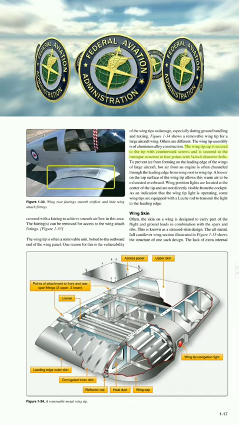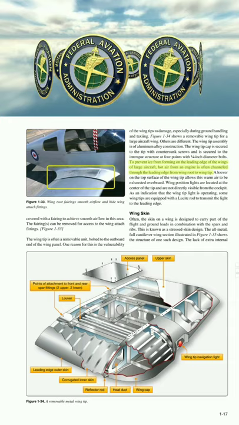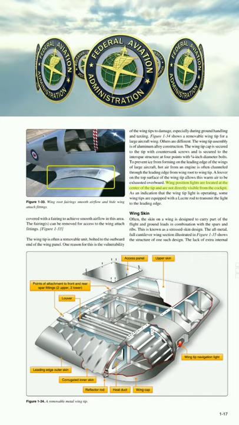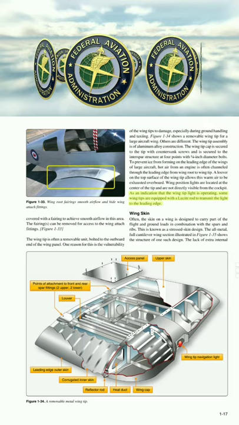To prevent ice from forming on the leading edge of the wings of large aircraft, hot air from an engine is often channeled through the leading edge from wing root to wingtip. A louver on the top surface of the wingtip allows this warm air to be exhausted overboard. Wing position lights are located at the center of the tip, and are not directly visible from the cockpit. As an indication that the wingtip light is operating, some wingtips are equipped with a lucite rod to transmit the light to the leading edge.